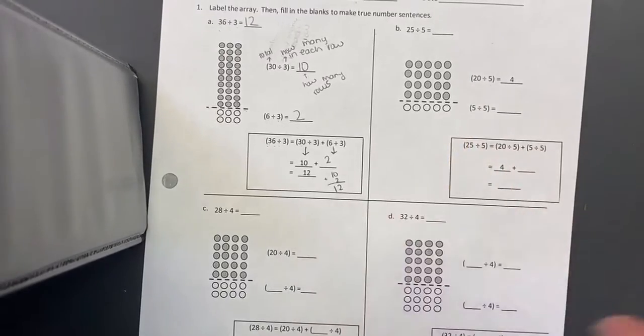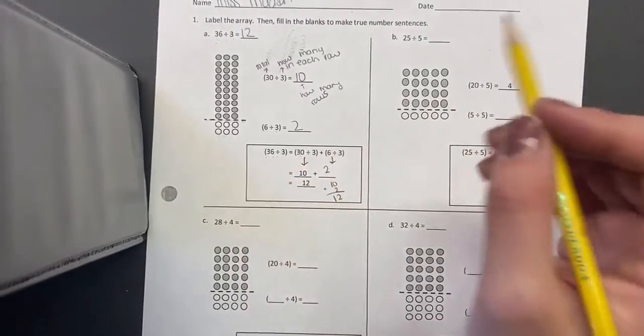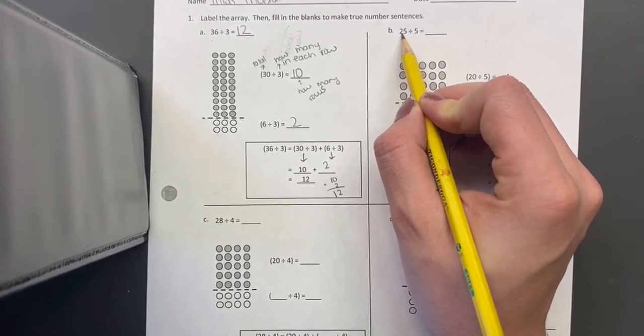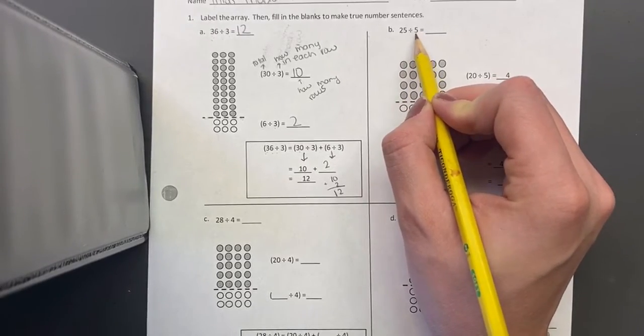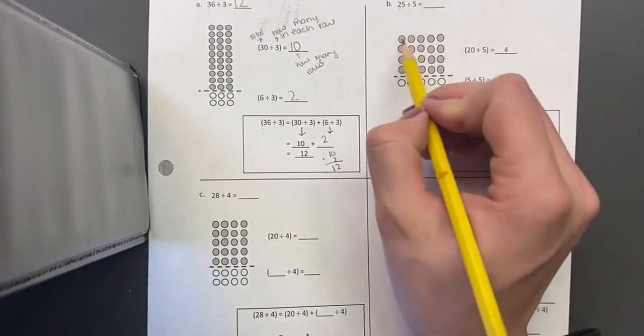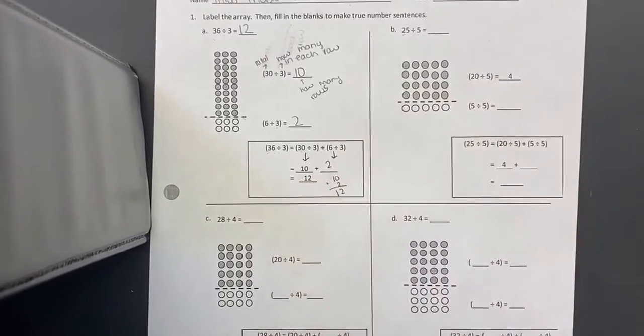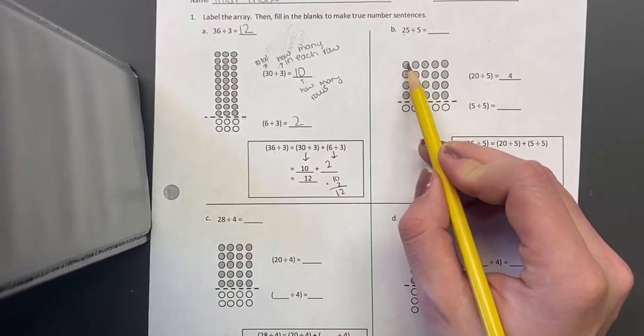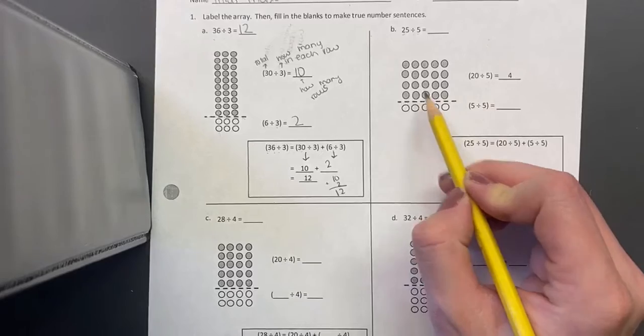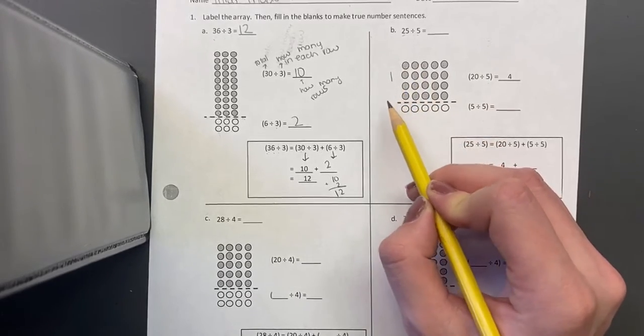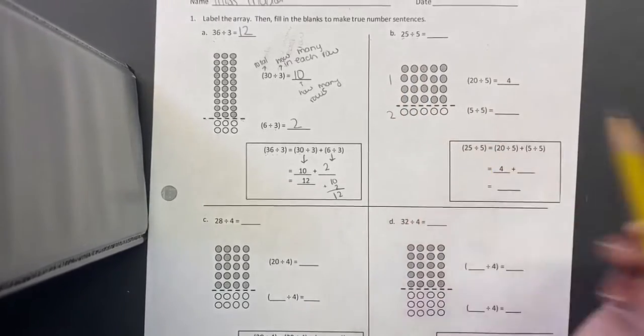So we're going to do one more example together. So I have a total of 25 divided by 5. So remember, I have a total 25, and I have 5 in each row. How many total rows? So over here, I have divided it up right here. So this is my first array. This is my second array.